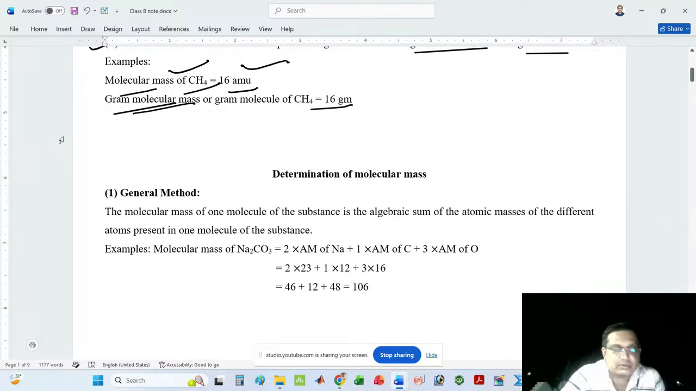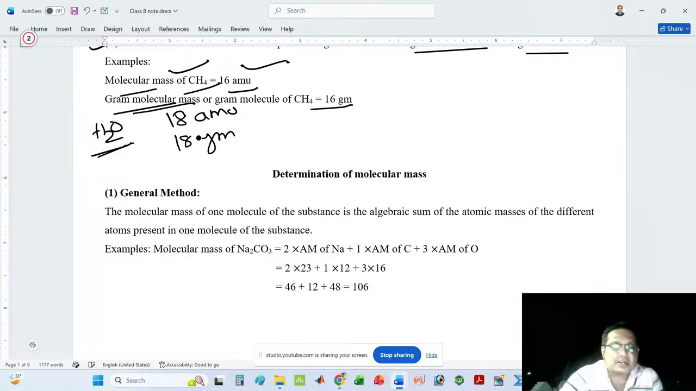You know that a water molecule has a molecular mass of 18 AMU. But if you convert the molecular mass of water into gram molecular mass, then you can write 18 gram. Simply remove the AMU, atomic mass unit, and write GM. That means we can convert the molecular mass into gram molecular mass by replacing AMU with GM.